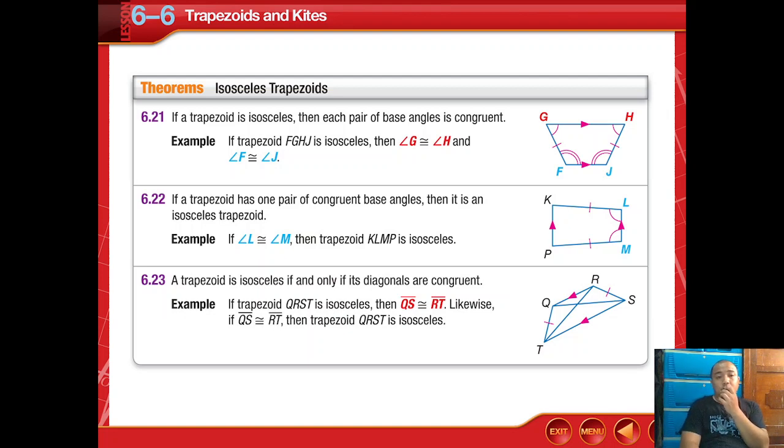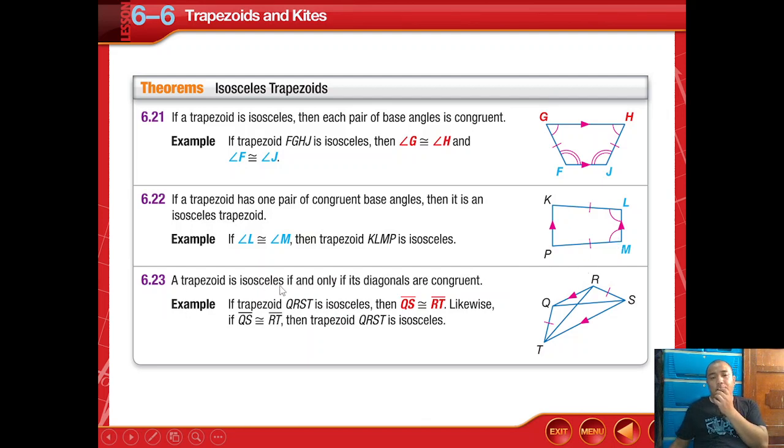Another theorem, 6.22: if a trapezoid has one pair of congruent base angles, then it is an isosceles trapezoid. Example: if angle L is congruent to angle M, then trapezoid KLMP is isosceles.